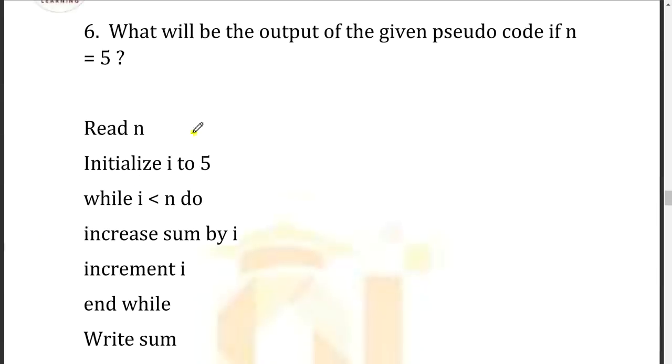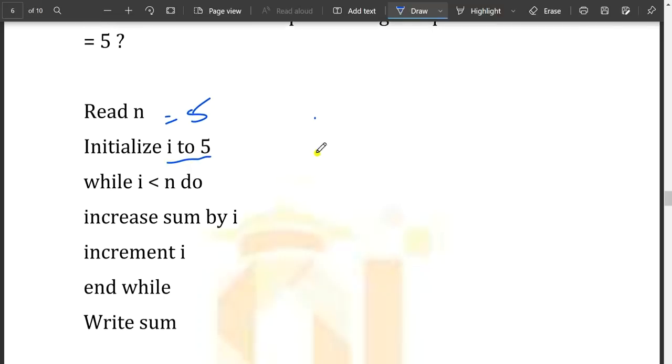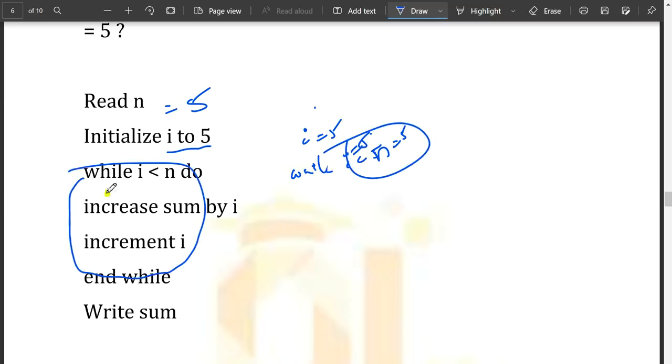Coming to the 6th question. What will be the output of the following pseudocode? N equal to 5, read N. So we read 5. Initialize I to 5. Don't confuse I to 5 as a loop, it's pseudocode syntax. So I to 5 means I is just equal to 5. And we have while I is less than 5. Here itself it is done, because you can see N value is 5 and I value is 5, 5 is less than 5, it's never less than 5, so it will not even go into this loop. So we can just ignore this.